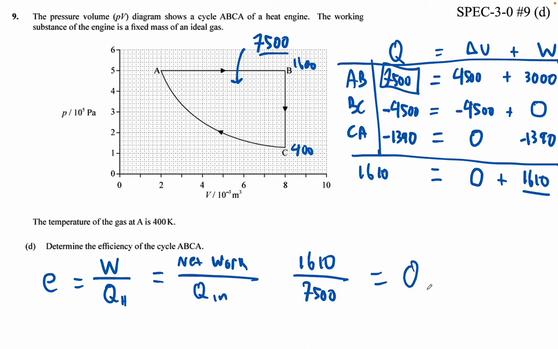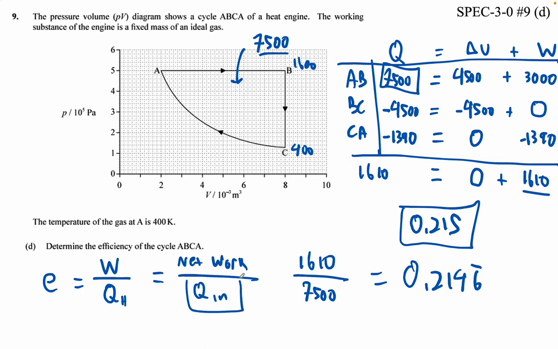is 0.2146, right? So we would say about 0.215 if we believed that there were 3 sig figs, okay? And that's the right answer. So just remember, it's the heat that flows in, and then you want to figure out what the net amount of work is, okay? Net work divided by heat in is our efficiency. All right.